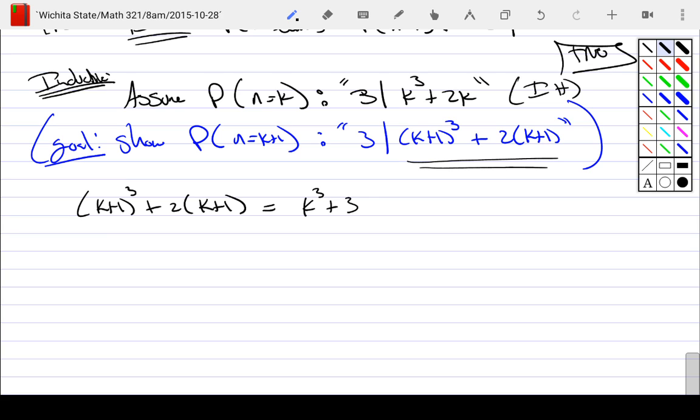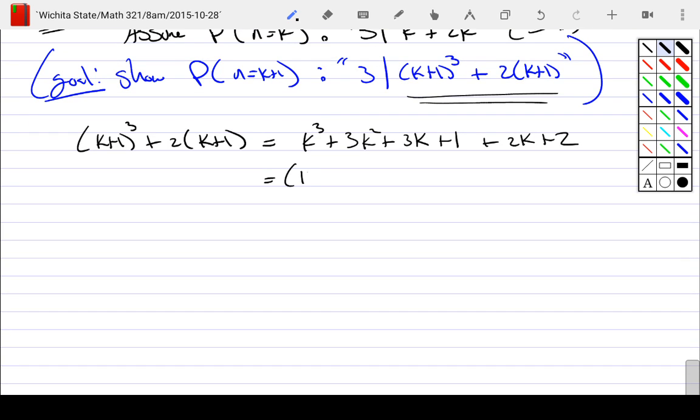Plus 3k squared plus 3k plus 1. Everybody know how to define the coefficients of a binomial expansion using Pascal's triangle? Everybody nod your head, yes, I remember my algebra. All right, okay. Plus 2k plus 1. Yep, 2. Yay. Thank you. That would have made life very difficult.